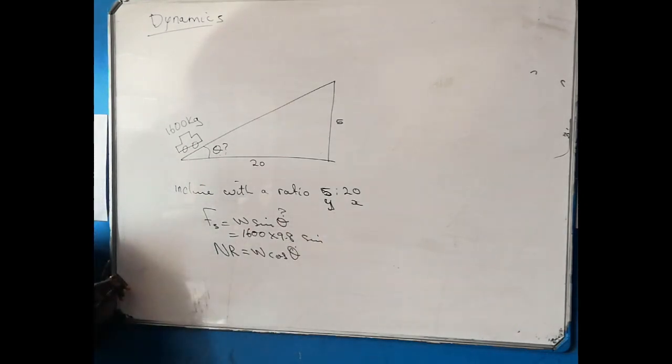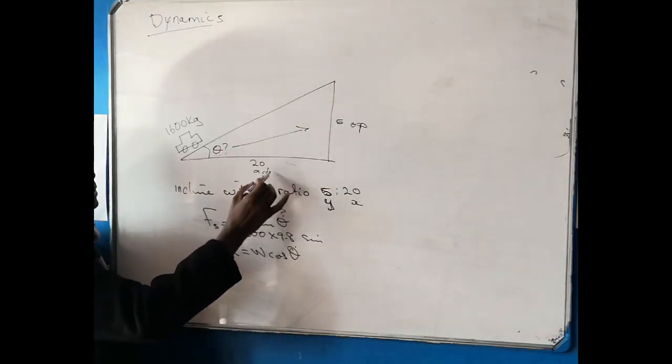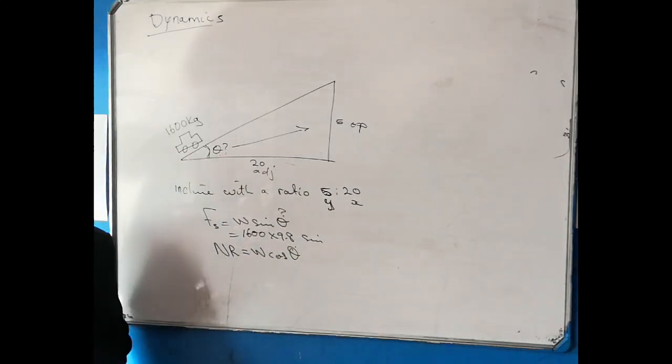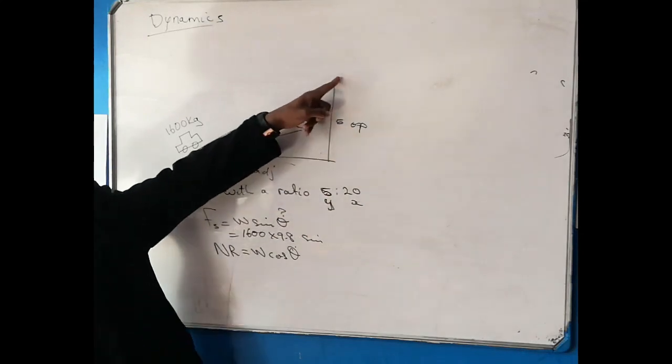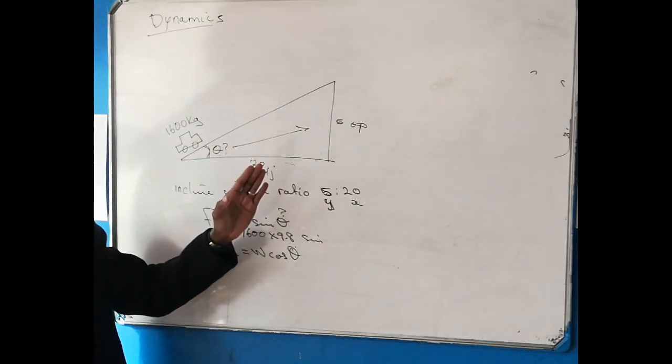How do we get the theta? Opposite. This guy is adjacent to that. It does not mean this 5 is the height. It is just a ratio. How would it make sense?